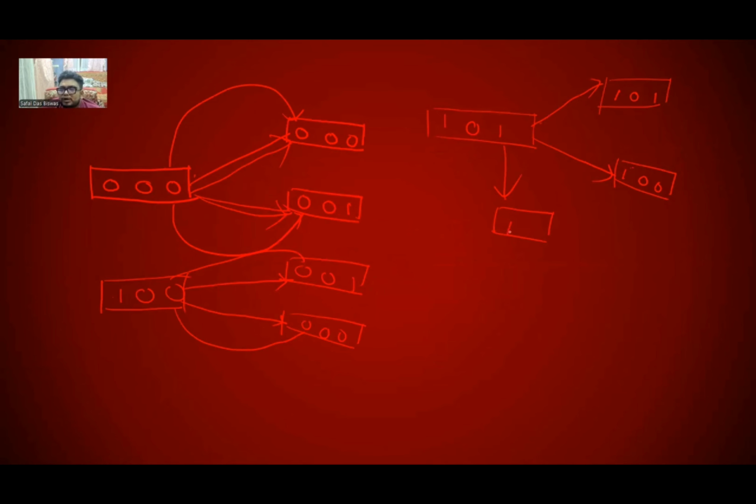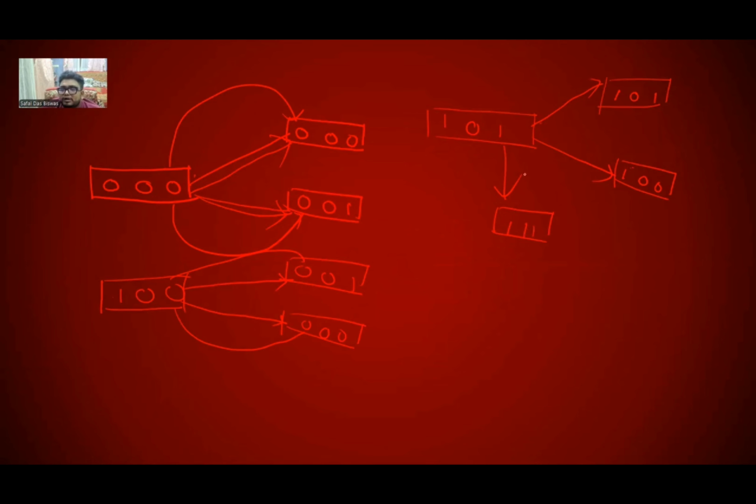There are 3 that has 1. Okay, let me pull it here. There are 3 that has 1, and what are those 3? That means 1, so this can be also 1 0 1, this can be also 1 0 0, and this can be also 1 1 1.